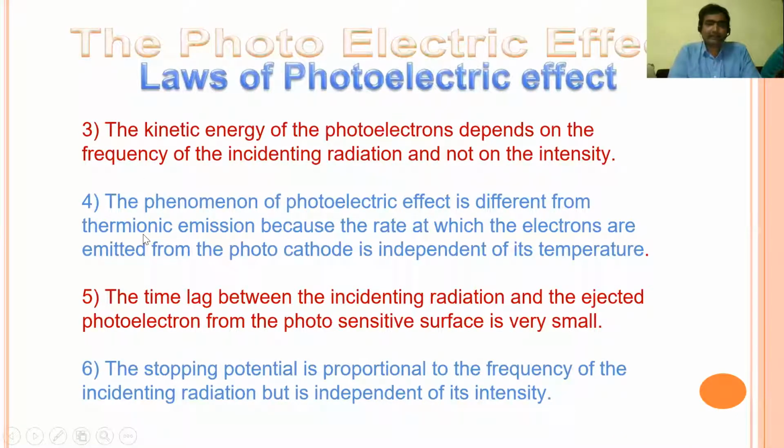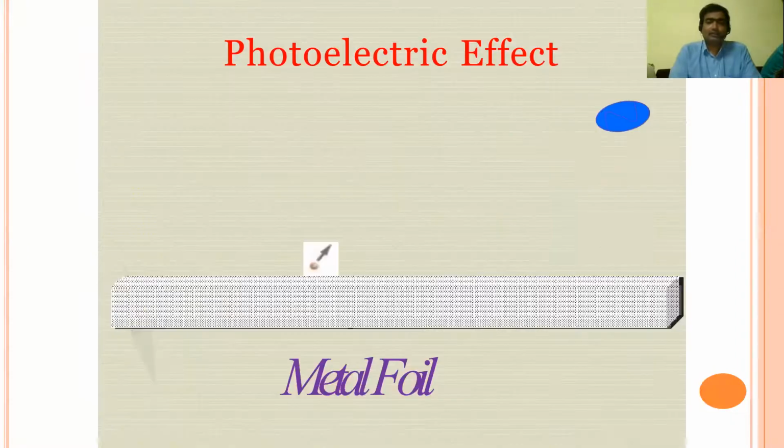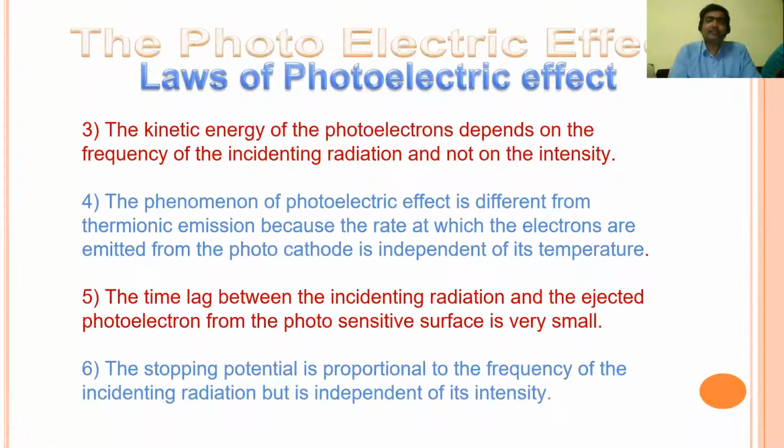The photoelectric effect law number 4: the phenomenon of photoelectric effect is different from thermionic emission because the rate at which the electrons are emitted from the photocathode is independent of the temperature. So this effect is independent of temperature. Even if you perform it at 27 degrees centigrade or 45 degrees centigrade, the same effect takes place. So it is not thermionic emission. Thermionic emission is something which is associated with heat.